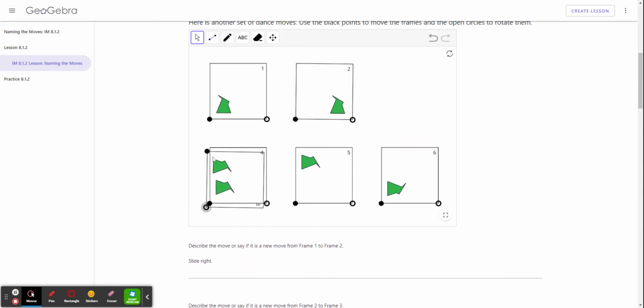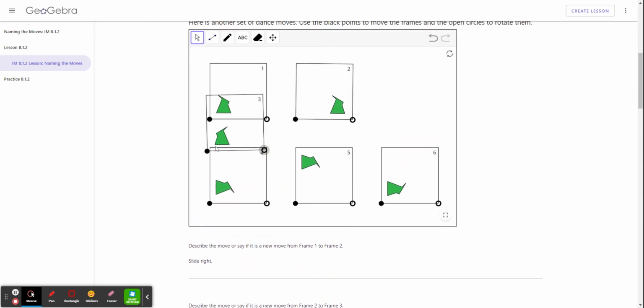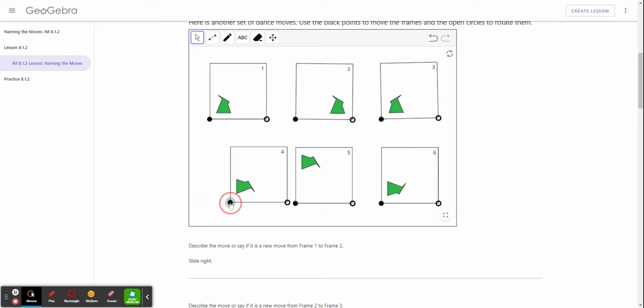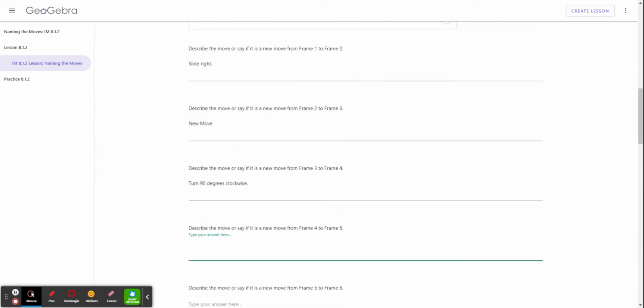Okay, now I'm going to look at frame 4 to frame 5. So let me put frame 3 back. From frame 4 to frame 5, we have taken the figure. It's still facing the same way it was facing. We just slid up to that top corner, right? So I'm going to say from frame 4 to frame 5, we slide up.